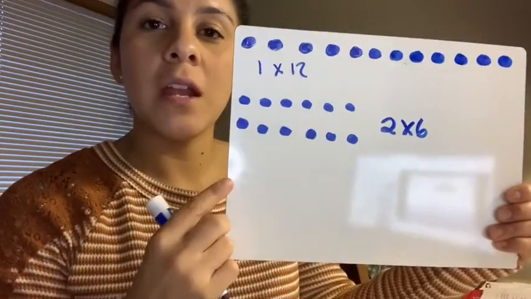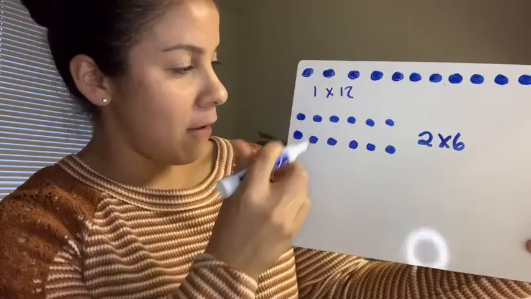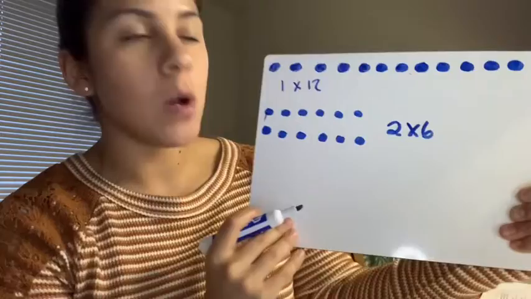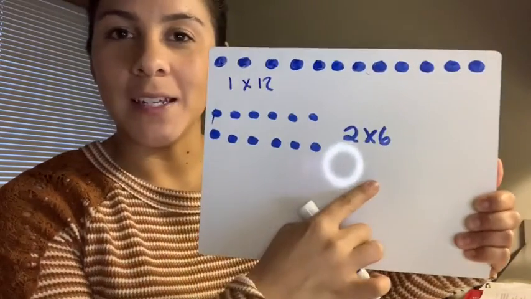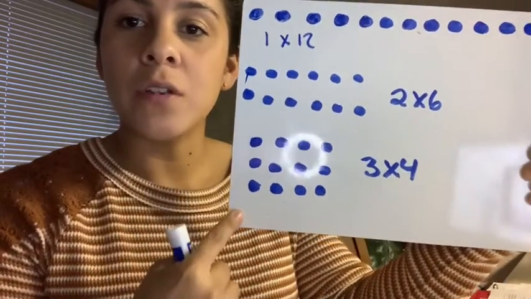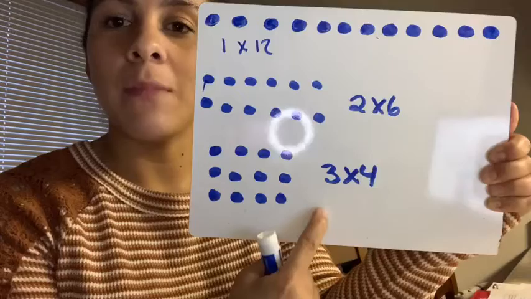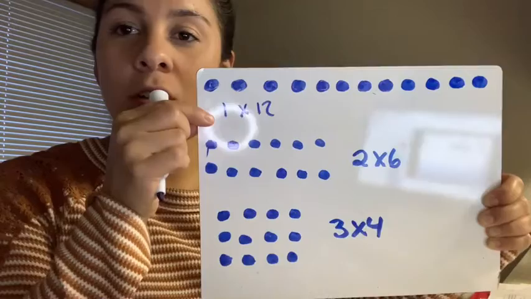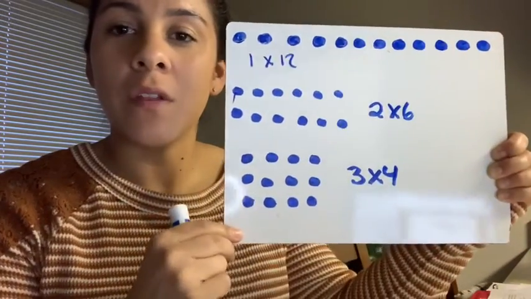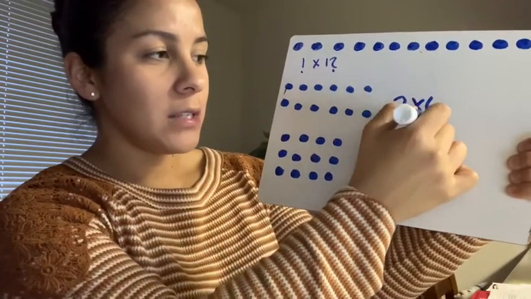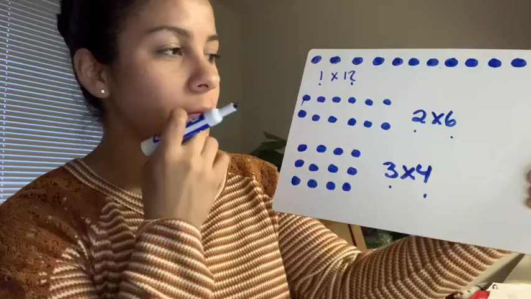Let's try. You can also use 2 rows to create equal columns of 6. So you have 2 rows and 1, 2, 3, 4, 5, 6 equal columns. This dimension is a 2 by 6. You can also create one more array using 3 rows. In the 3 rows, you have 4 equal columns, this dimension being a 3 by 4. Dimensions can also be considered as factors. So we know that the factors of 12 consist of 1, 12, 2, 6, 3, and 4.